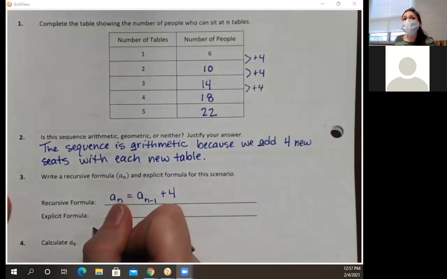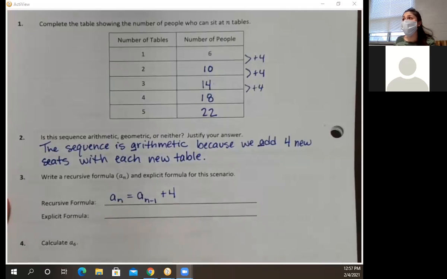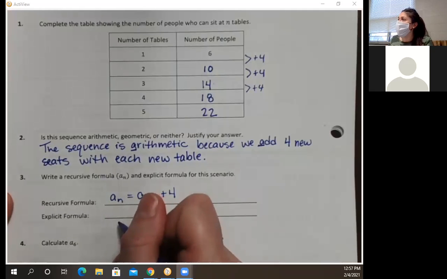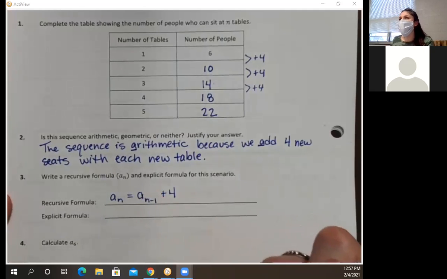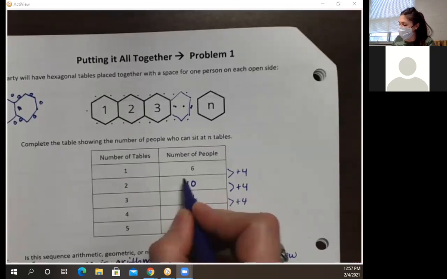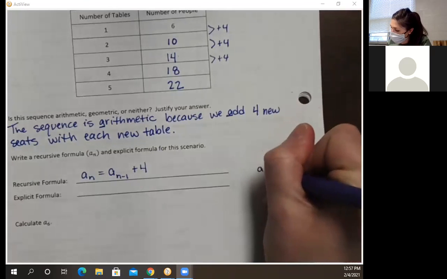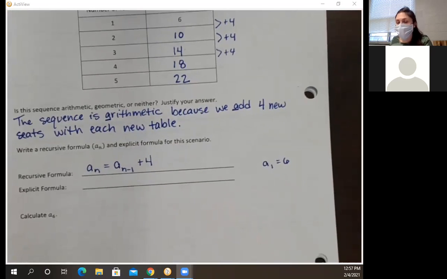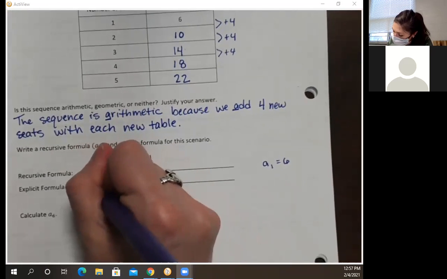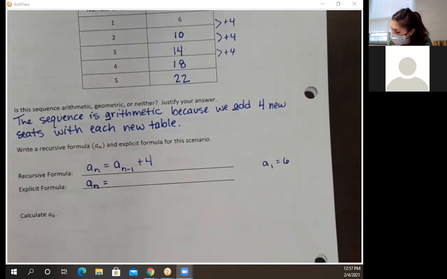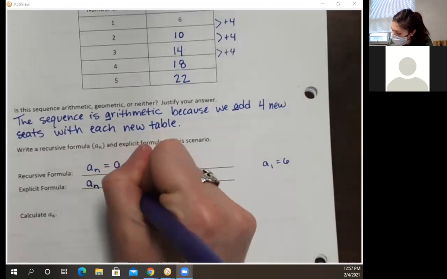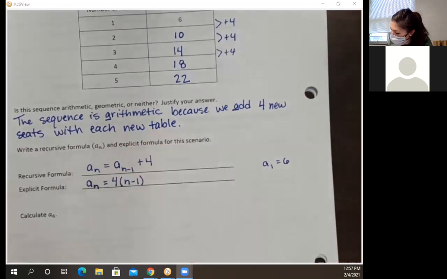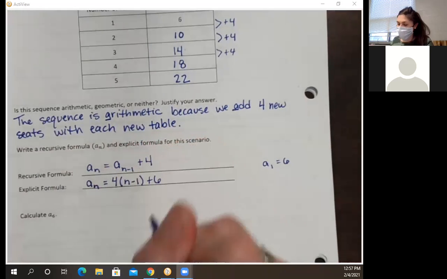For our explicit formula, remember, this is the one that's not based on the previous term, right? And for our arithmetic sequences, this is the one that kind of follows that same format as point slope form. I'm going to write this based on our first term here. So our first term is 6, and then we're adding 4 each time. So for my explicit formula, this would be a sub n equals 4 times n minus 1 plus 6.